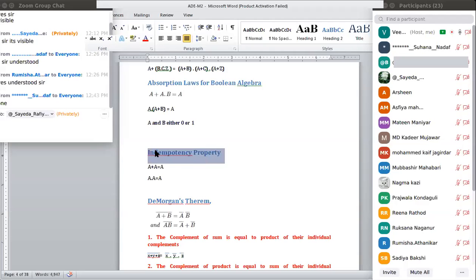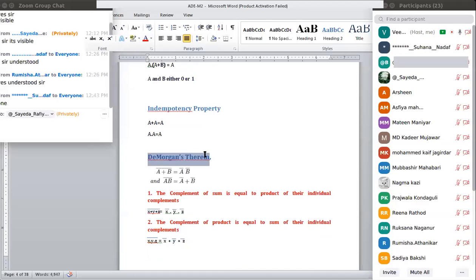And then idempotency property, whereas a plus a is always a, a dot a is always a. I don't think this has to be proven. Okay, a plus a, 1 plus 1 is 1, 0 plus 0 is 0, 0 dot 0 is 0, and 1 dot 1 is always 1.